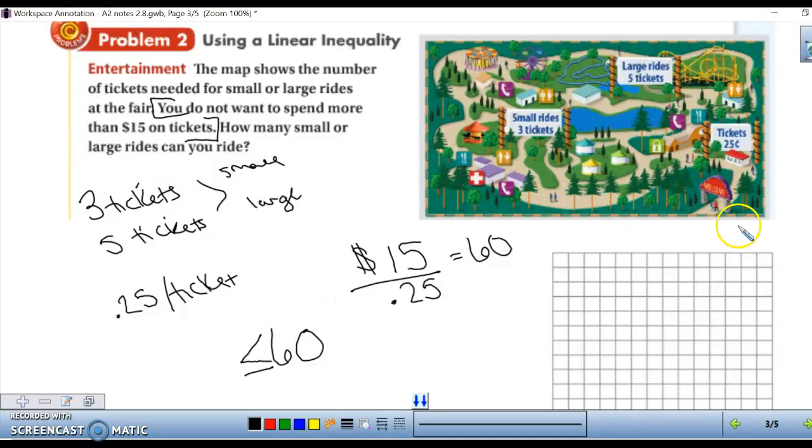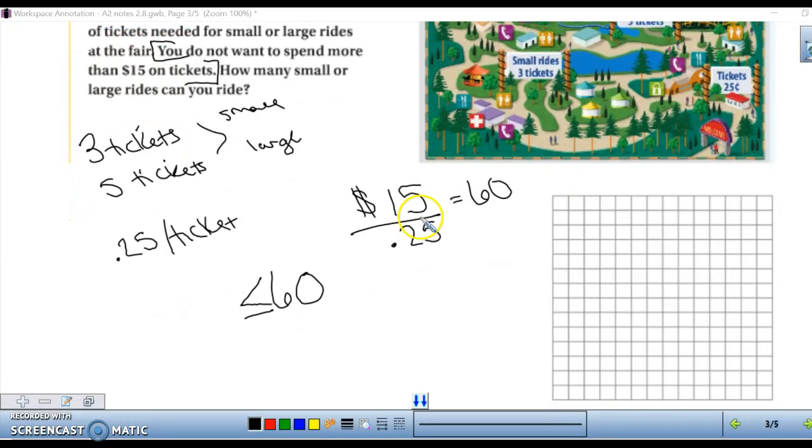Now we have to do the actual equation part. So we have 2 different rides. We have small rides and large rides. Small rides I'm going to give the letter X. Large rides I'm going to give the letter Y. How many tickets for each small ride? 3 tickets. So if you go on 1 ride, it costs you 3 tickets. If you go on 2, it costs you 6. 3, it costs you 9. Example. Okay? So how much does it cost for a large ride?